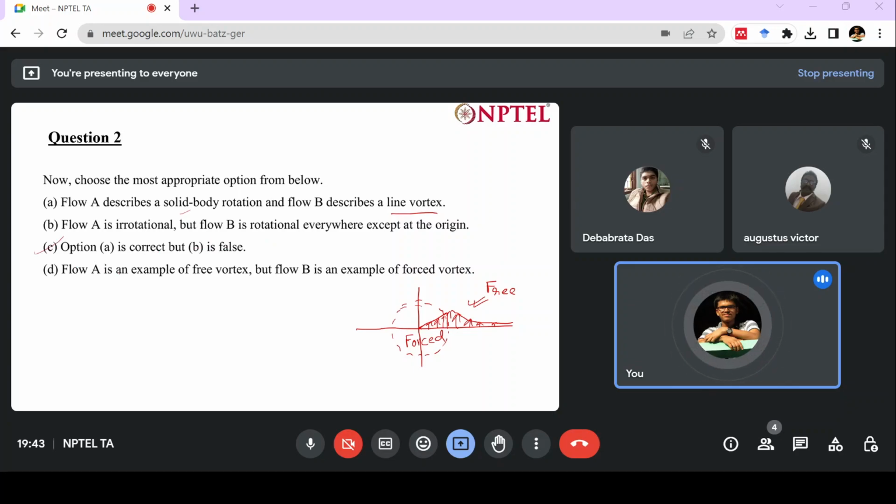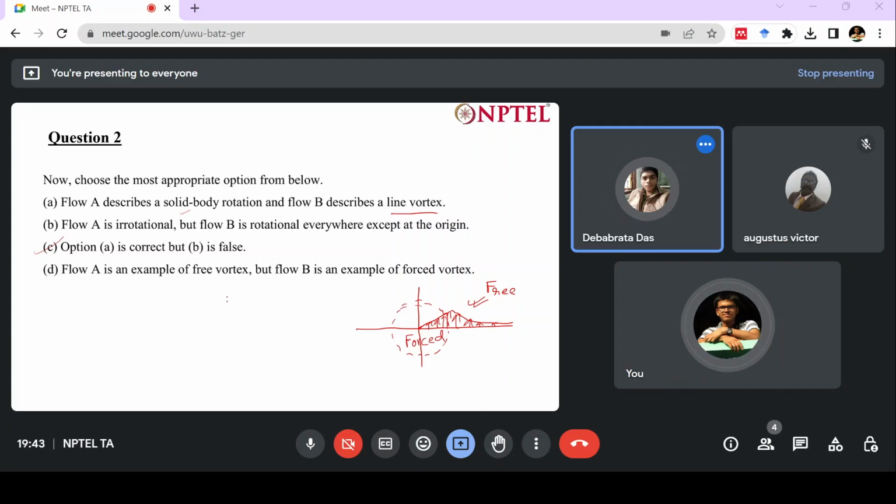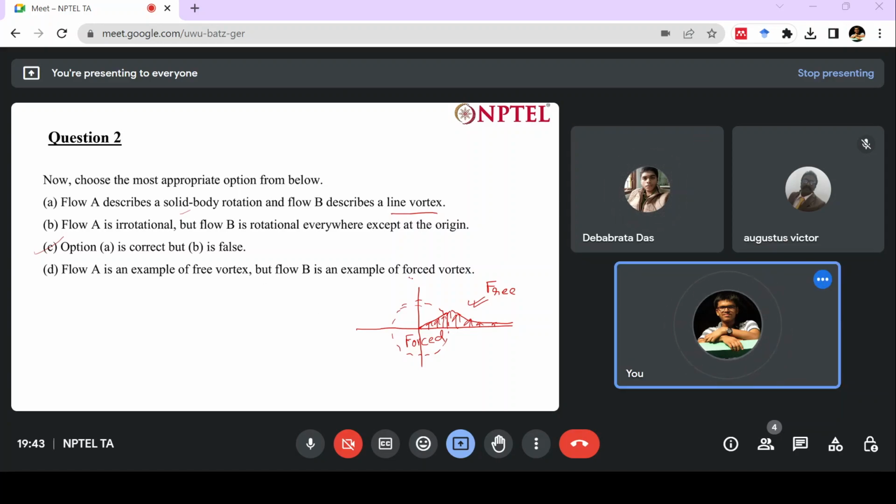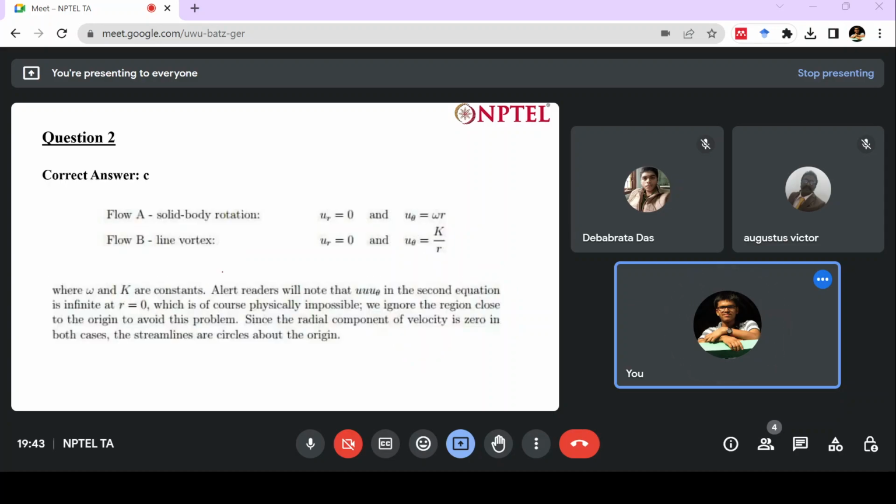And flow A is an example of a free vortex. Is it? No, sir. A is a forced vortex. Again, opposite. So A is a forced vortex, and the free vortex is B. Okay.